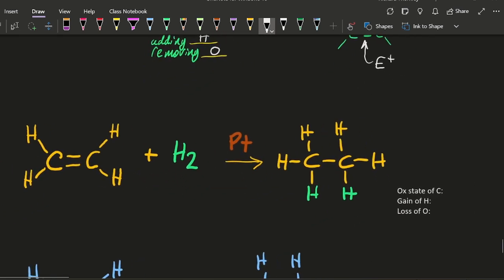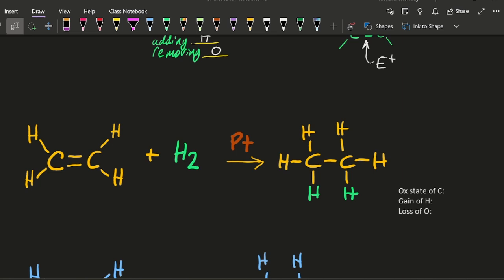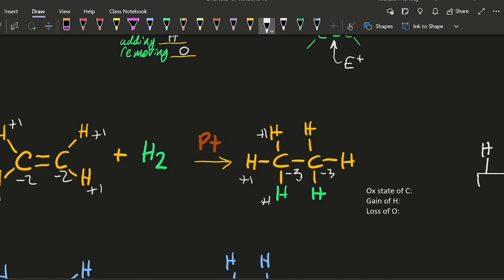Alrighty, so let's look at hydrogenation first of all. Let's see about the oxidation states. Hydrogen is +1 in a compound, which means that carbon's -2. And over here, by the same logic, that's +1, +1, +1. So that's going to give me -3. Okay. So oxidation state of carbon has gone from -2 to -3. Yep, that's good. I've gained hydrogen. I haven't lost oxygen though. So that's looking good for the reduction.